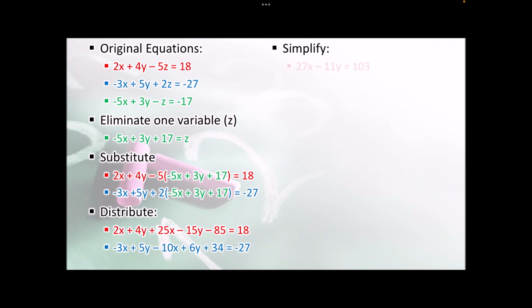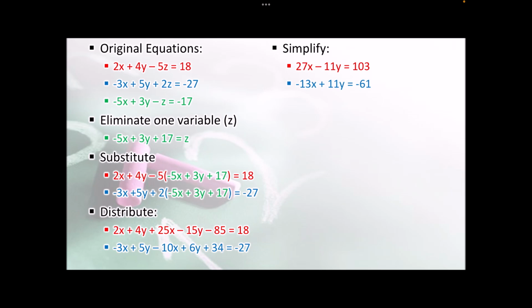Now that you've simplified them, you should get 27x minus 11y is equal to 103, and negative 13x plus 11y is equal to negative 61. So now you have a system of two equations. What do you do next? If you said eliminate the y variables by using addition, that is exactly what I would do. They have opposite values, and therefore they're going to be very easy to solve. So go ahead and eliminate the y value.